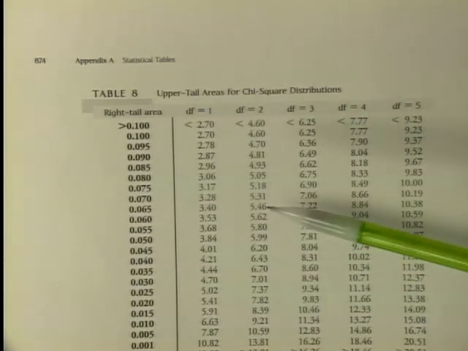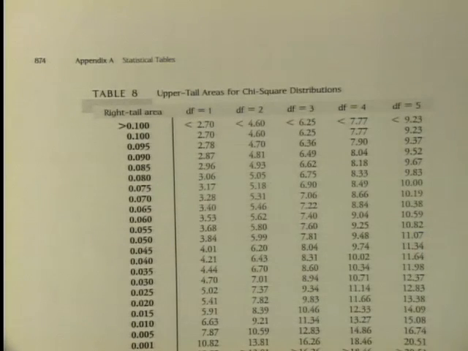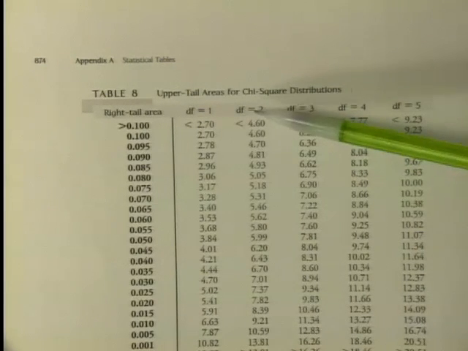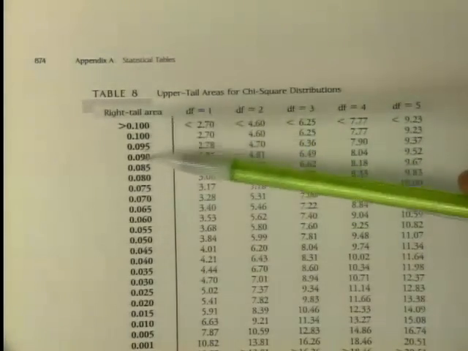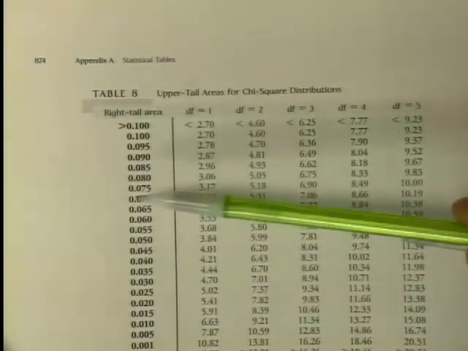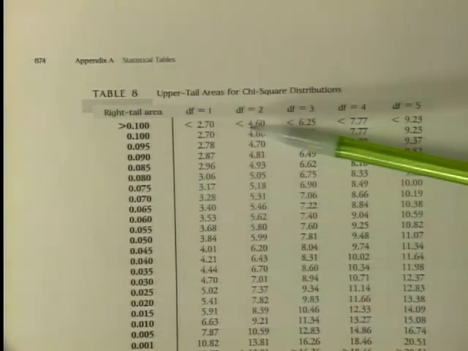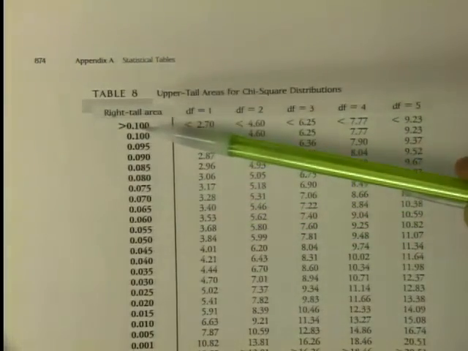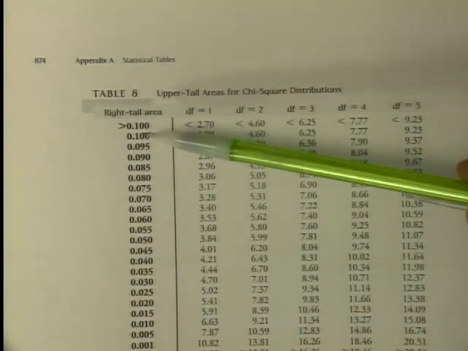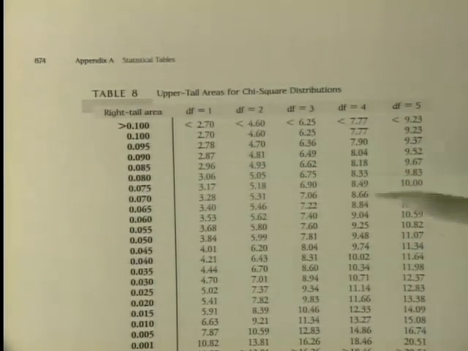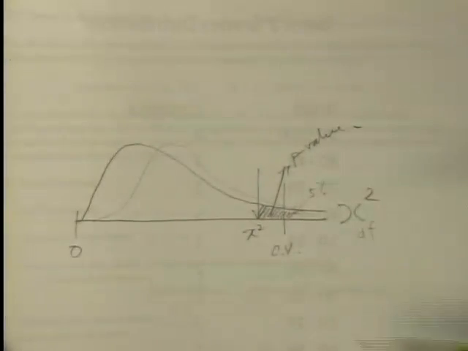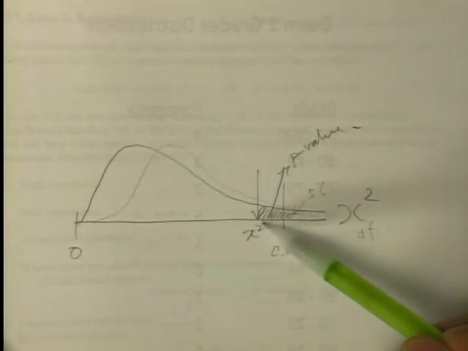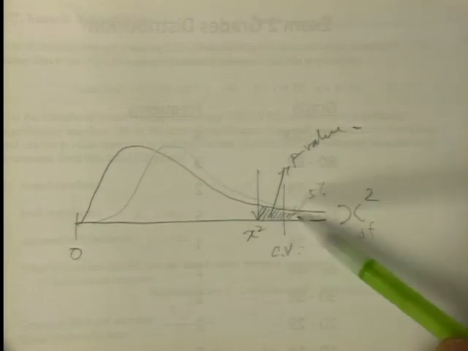So if I have degrees of freedom, and that problem was 2, right? So your chi-square distribution is over here. These are the chi-square scores with degrees of freedom 2, and these are the corresponding right tail areas. So if your chi-square score is 4.6, your right tail area is 0.1. That means if this number is 4.6, this tail area is 0.1.